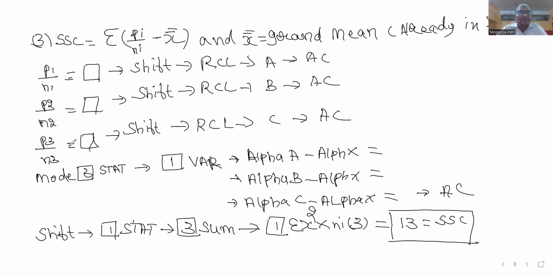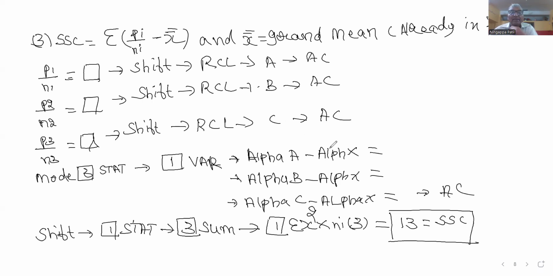And just like the earlier case, P3 upon N3 equal to button and store this value in letter C. Okay. Now already you stored P1 upon N1 in letter A, P2 upon N2 in letter B, P3 upon N3 in letter C. Then again, mode, third button, stat button, it is one variable. Then look here. I have stored this Pi upon Ni in letters A, B, C, and X bar is in letter X.